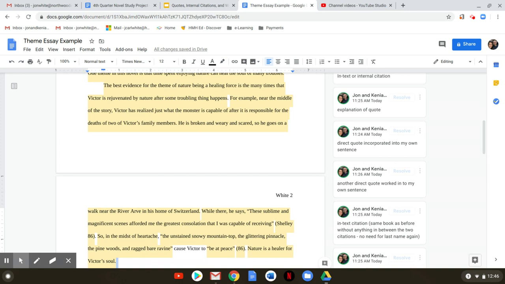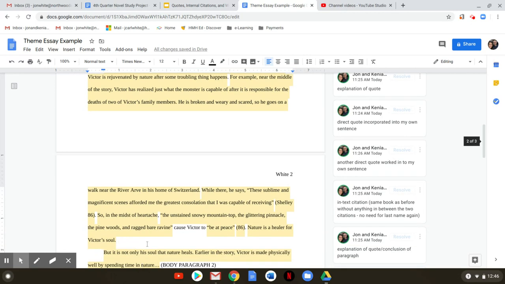So, in the midst of the heartache, quote, "The unstained snowy mountaintop, the glittering pinnacle, the pine woods, and the ragged bare ravine cause Victor to, quote, be at peace." Page 86. Nature is a healer for Victor's soul.